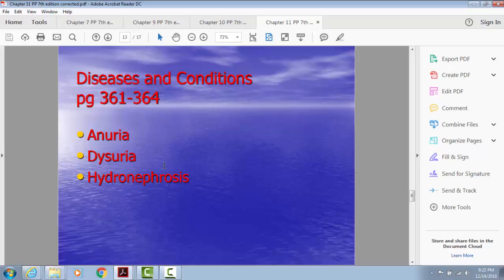Diseases and conditions in your book on page 361. The first one is anuria. Anuria, an means not or without, urea means urine. So this is absence of urine production or output.